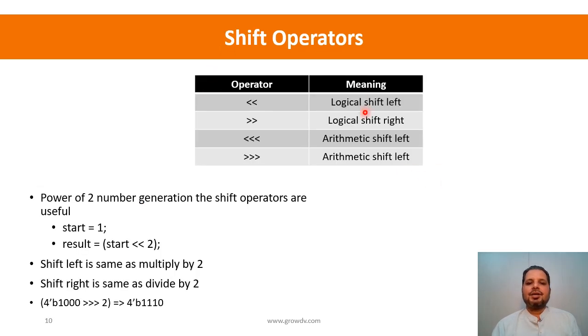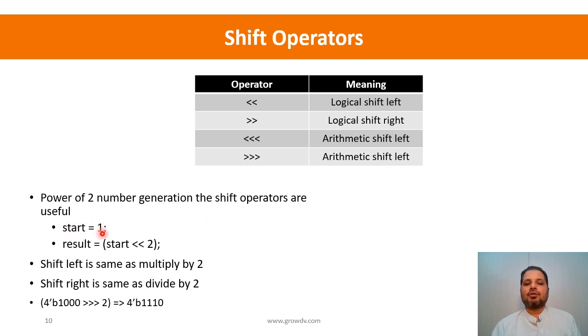Then you have the shift operators. So I think you have logical shift right and left, and then we have arithmetic shift left and right. The one extra of those arrow symbols is in the arithmetic shift. So what you have to remember is the power of 2 number generation. The shift operators are useful.